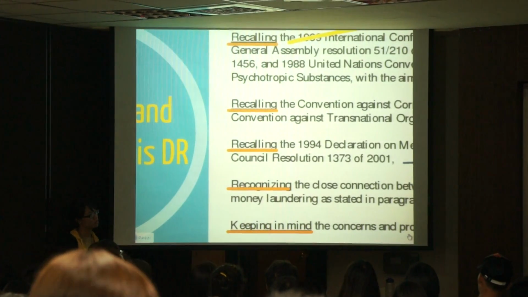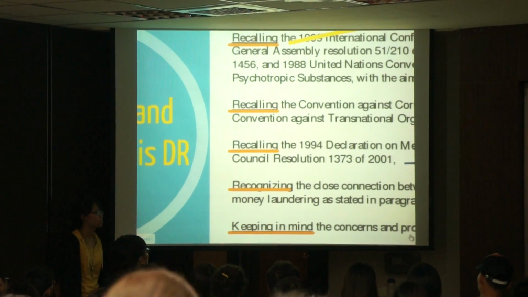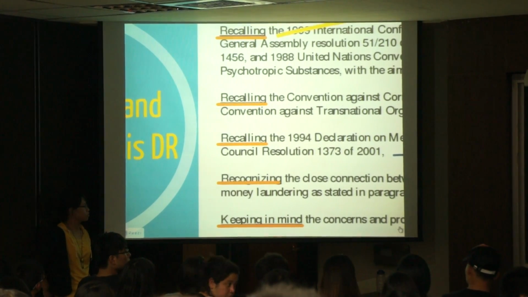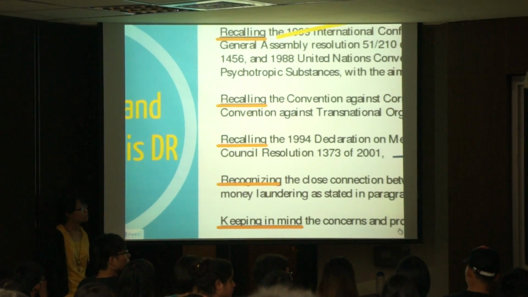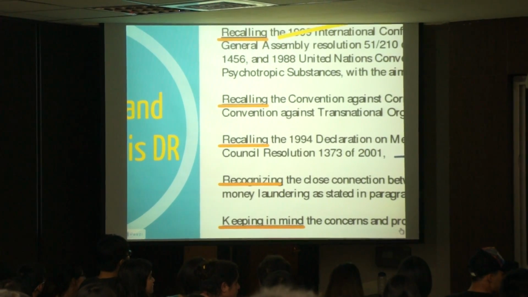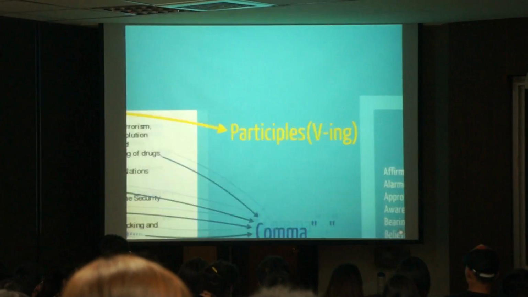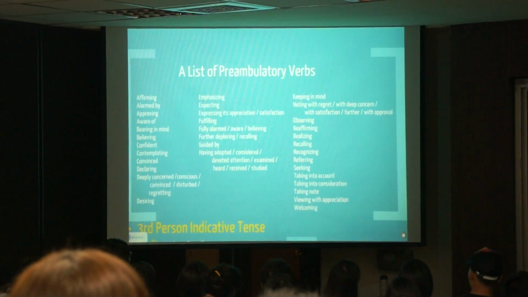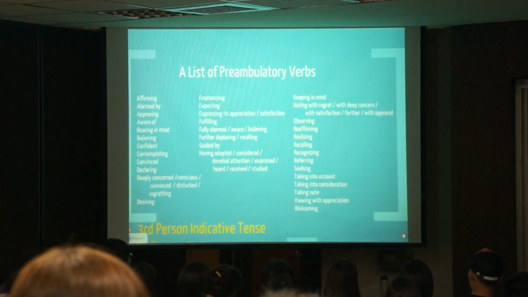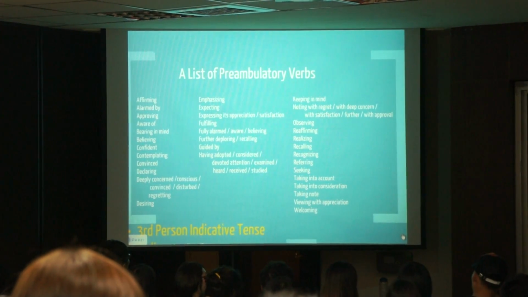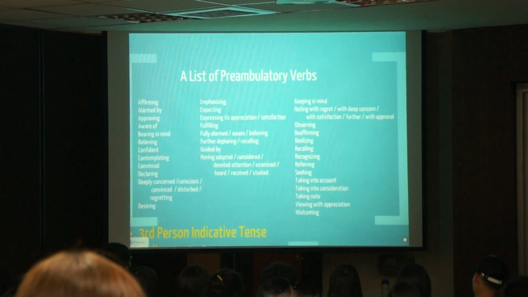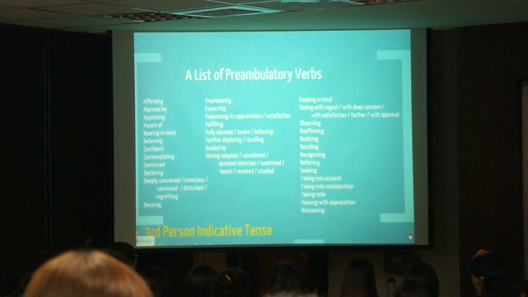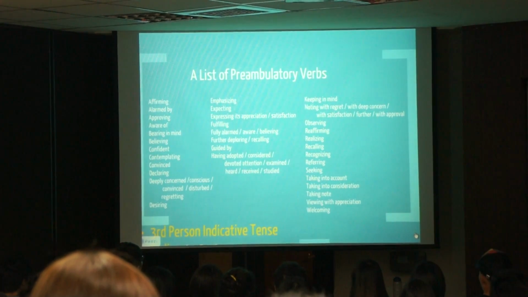And have you noticed that the verb at the beginning of every sentence is a little special? It's not like eat or sing or jump. It has certain forms. For example, recalling, recognizing, keeping in mind. But don't worry, here is a list of the verbs you can use in preamble clauses. You don't have to memorize all of these. We will give you a handout in your first mock conference, so you don't have to write these down. Here are several examples: affirming, alarmed by, expecting, keeping in mind, recalling, blah blah blah.